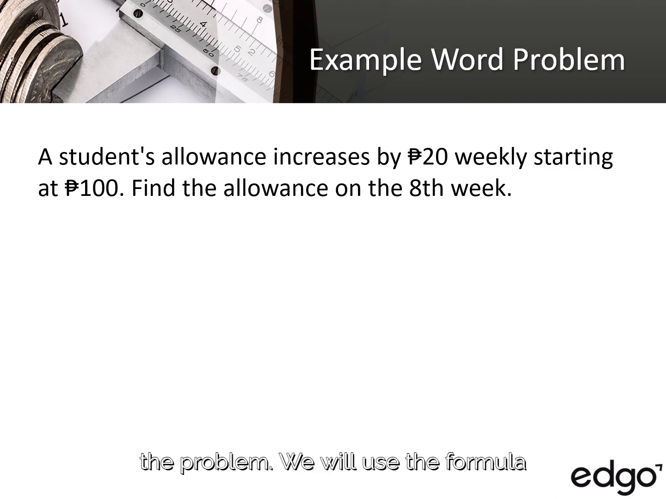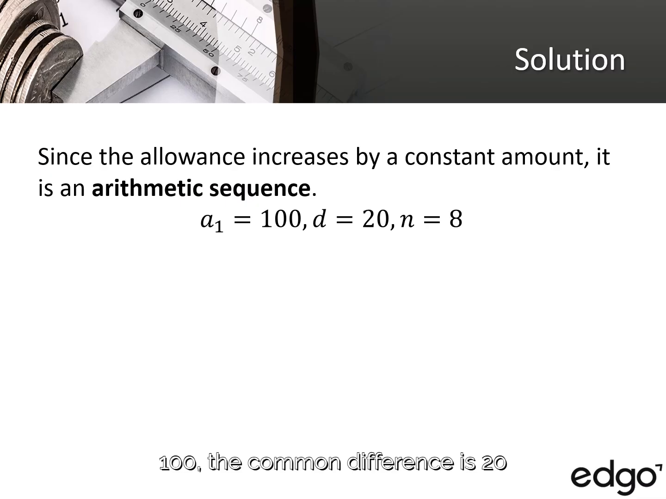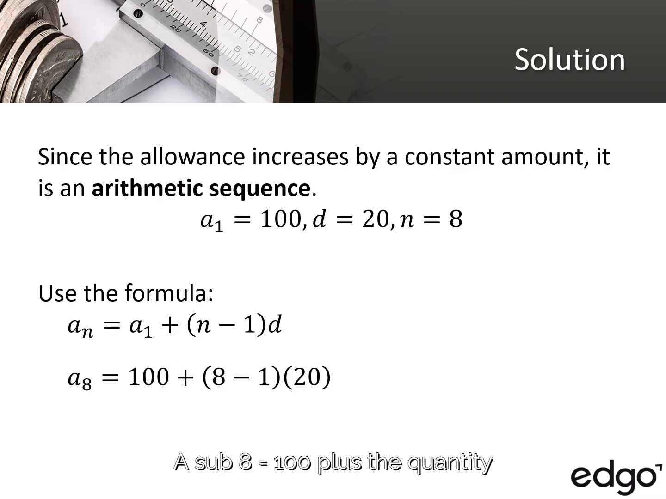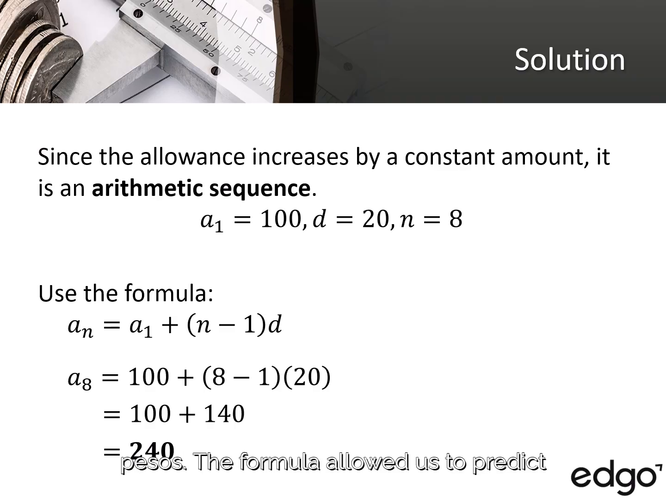Let us now solve the problem. We will use the formula for the nth term of an arithmetic sequence. The first term is 100. The common difference is 20. And n is 8. Substitute the given values into the formula. A sub 8 equals 100 plus the quantity 8 minus 1 times 20. 8 minus 1 is 7. 7 times 20 is 140. Then, add 100. The answer is 240. Therefore, the student's allowance on the 8th week is 240 pesos. The formula allowed us to predict the allowance on a particular week based on the pattern of increase.